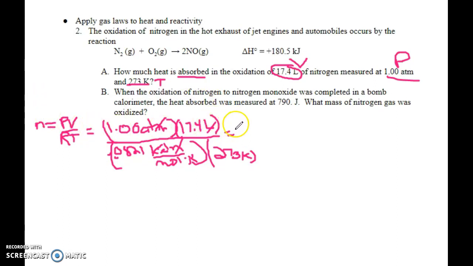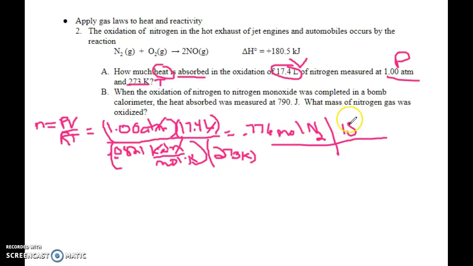And that's going to give me 0.776 moles of N2. And we want to know heat, so we're not done just finding moles. We've got to convert that to the 180.5 kilojoules per mole.